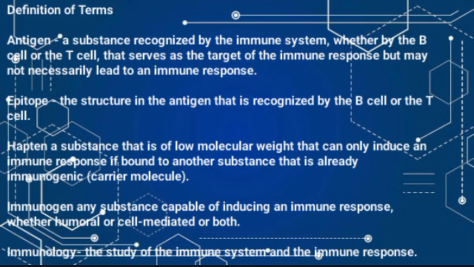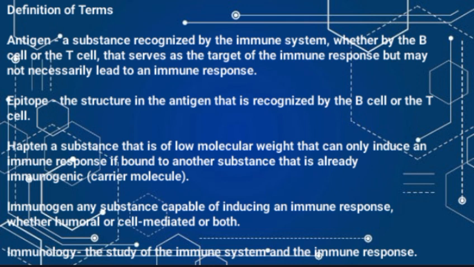As we tackle this topic, we will be encountering terms that are essential for us to understand this chapter. First, we have antigen, a substance recognized by the immune system, whether by the B cell or the T cell, that serves as the target of the immune response but may not necessarily lead to an immune response. Next, we have epitope, the structure in the antigen that is recognized by the B cell or the T cell.